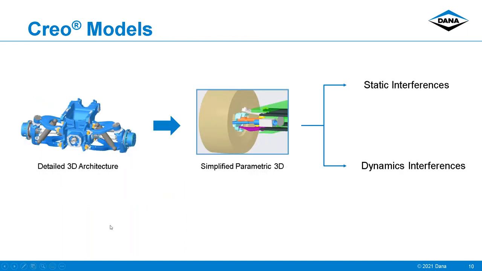Lastly, we had to integrate also a parametric CAD model developed in CREO. From the detailed 3D model, we obtained a simplified model used to evaluate the eventual static or dynamic interferences, starting from the architecture hub point position and from the hydraulic components and cam branches.